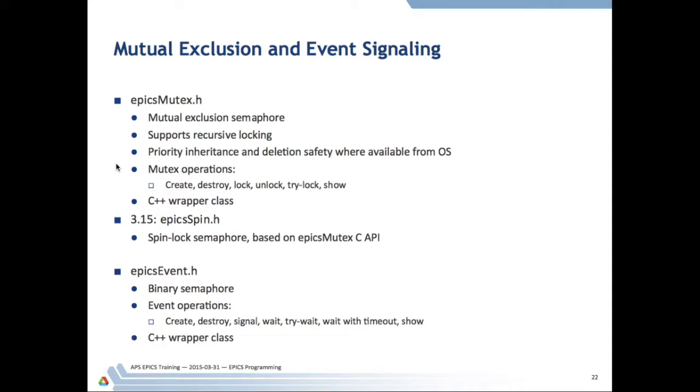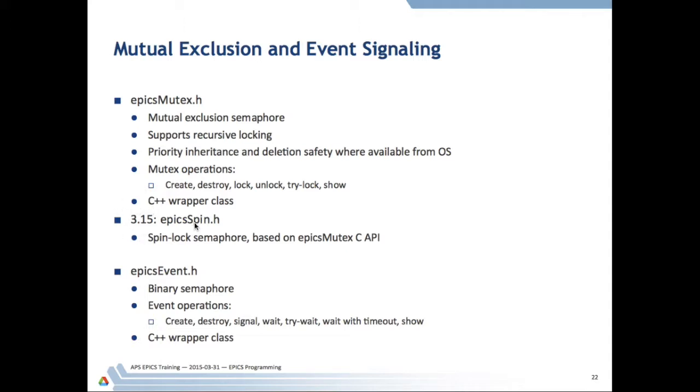That's a standard part of EPICS mutex. If the operating system supports priority inheritance and deletion safety and so on, then the mutex is designed to use that. And it has the standard mutex operations that you need: creating and destroying them, lock and unlock, and a try lock, which basically says lock if you can, but return an error if you can't. We also have a show routine to print information about the internals. And similarly, there's a C++ wrapper class that handles locking in a more C++ fashion.